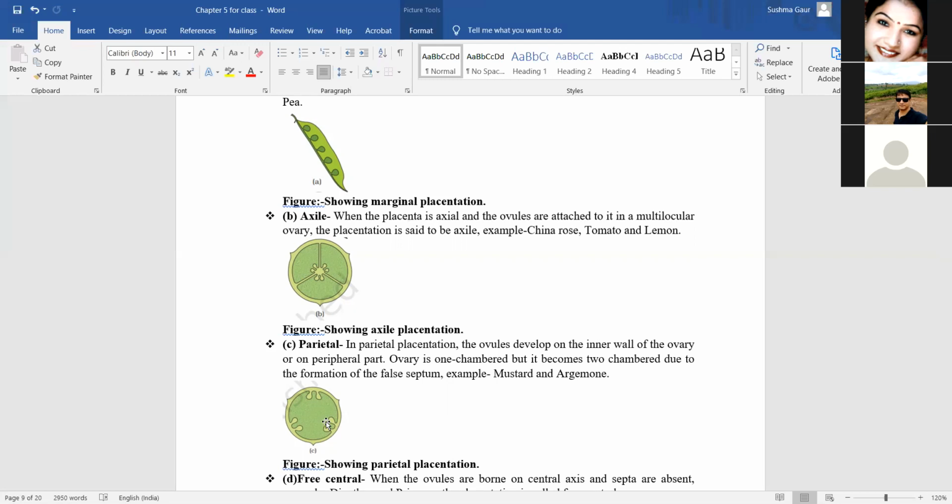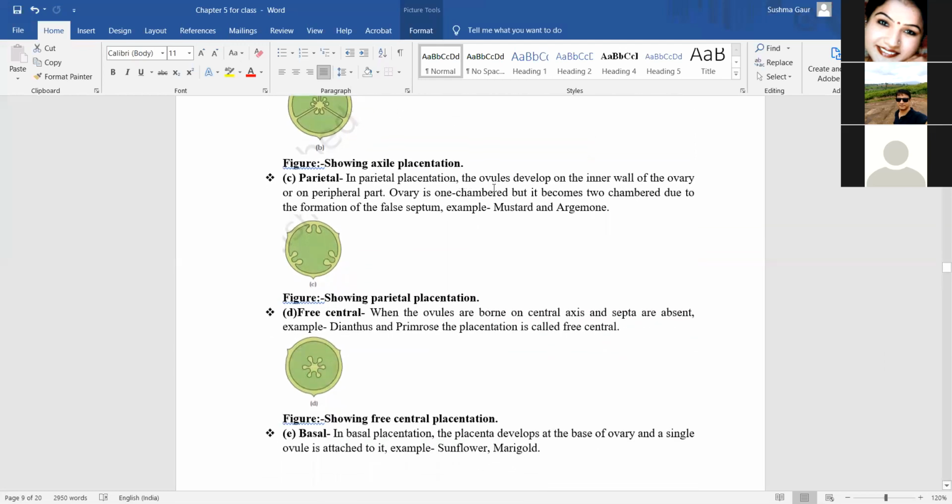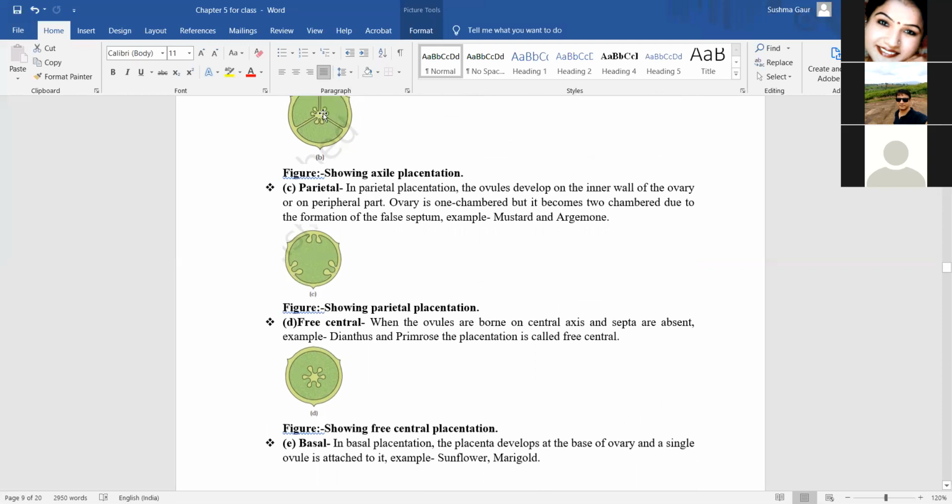Yes, ma'am. Okay. Now, the third type of placentation is parietal placentation. In parietal placentation, the ovules develop on the inner wall of the ovary or on the periphery part. So this is your ovary. This is the periphery of your locule. Here see the position of the seeds, its tip will be like here and its head. I sent you the diagram, Shreya, observe the position of the seed, like this, and in the cucumber the position of the seed is like this.